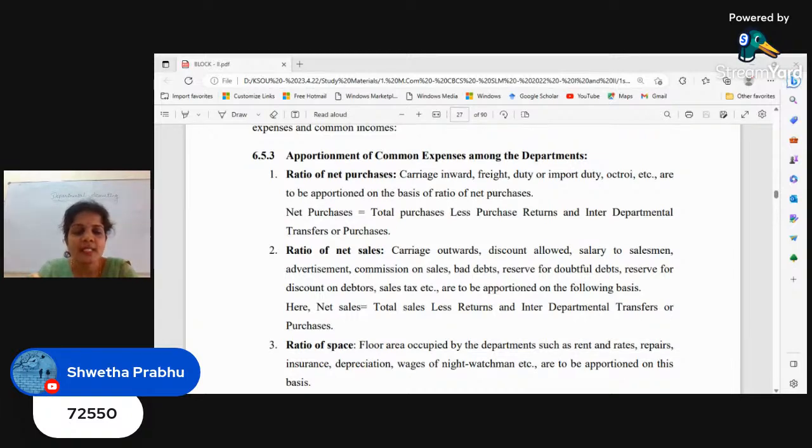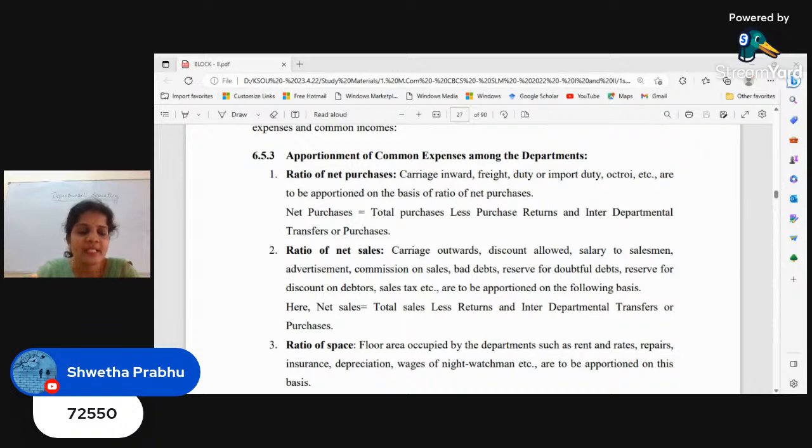Next is the ratio of net sales. For what things do we consider net sales? For the majority of things we take net sales. Net sales means total sales minus sales returns. In case there is an interdepartmental transfer, that can be deducted. If not, it is only the total sales minus sales returns.